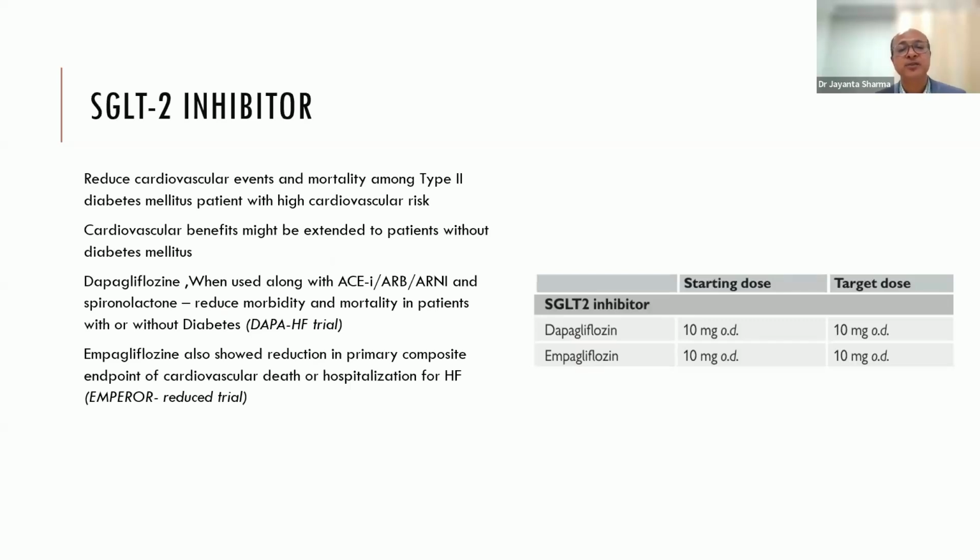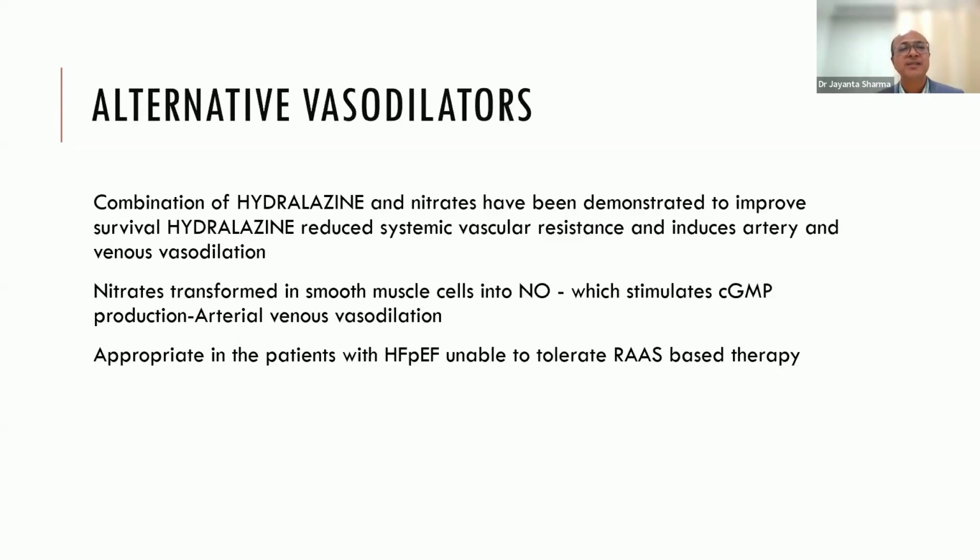And the SGLT inhibitor is the new basket, which as per the ACC as well as the ESC guidelines, we are using nowadays: dapagliflozin and empagliflozin in heart failure patients. The DAPA-HF and EMPEROR trials both showed a good composite endpoint in cardiovascular death in heart failure patients and reduced heart failure mortality and morbidity. So nowadays we are using the SGLT inhibitor as one of the important drugs in heart failure patients. And lastly, as an alternative vasodilator, we can use hydralazine.